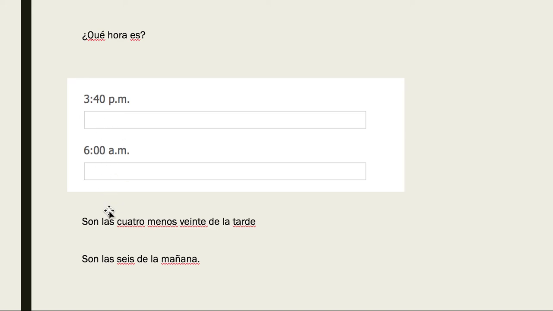In this case, since it's 3, we would have 4 menos 20 de la tarde. It's 4 minus 20 minutes in the afternoon. No? In this case, 6, son las 6 de la mañana. Pretty straightforward. Just remember the AM and PM aspect of it.